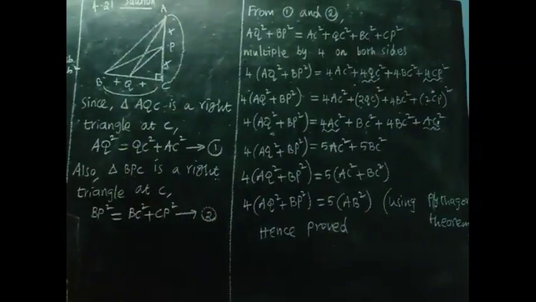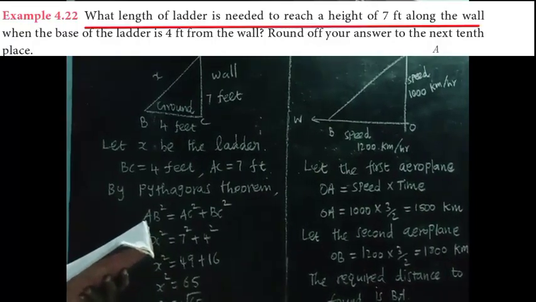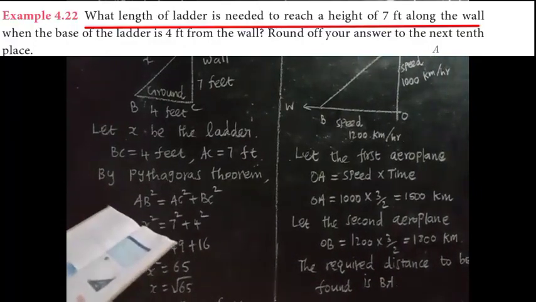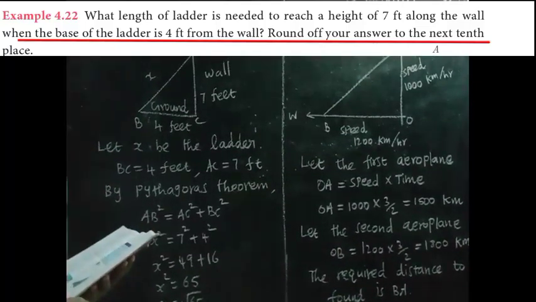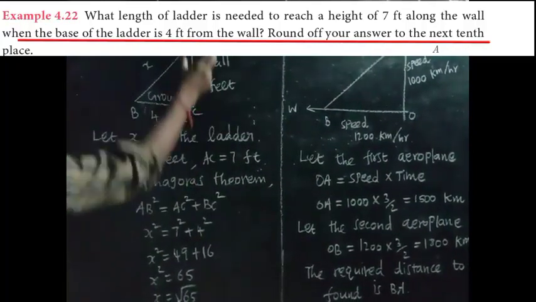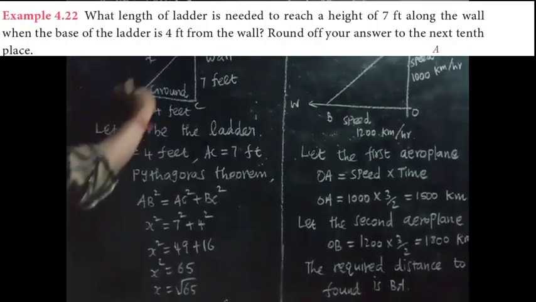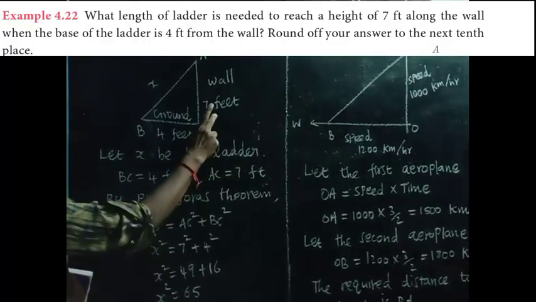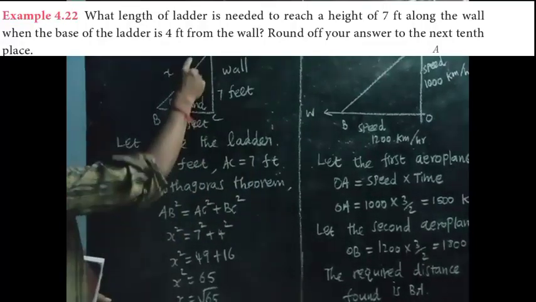Can you understand? Okay. Next, example 4.22. What length of ladder is needed to reach a height of 7 feet along the wall when the base of the ladder is 4 feet from the wall? Round off your answer to the nearest tenth place. This is the wall, this is the ladder. AB is the ladder, AC is the wall, BC is the foot on the ground. Let X be the length of the ladder.